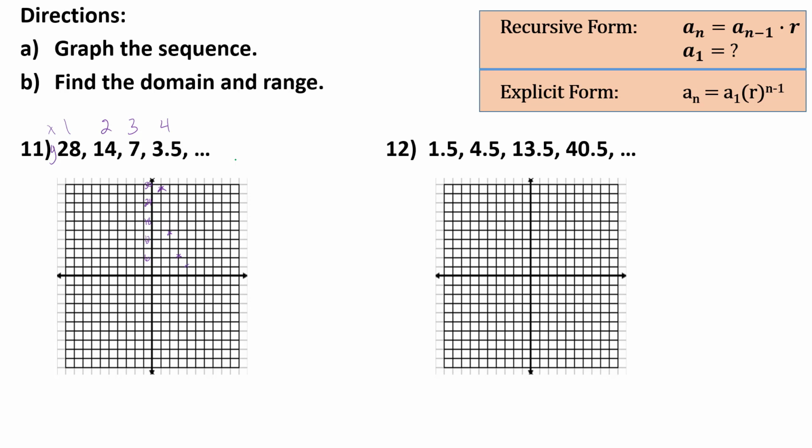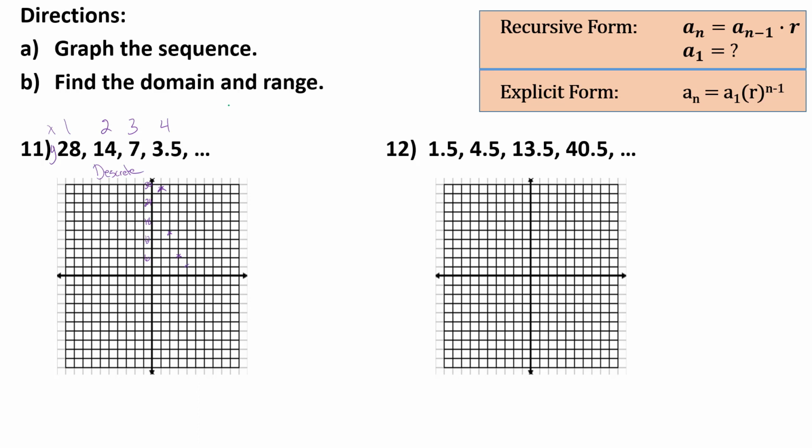Notice, I have not attached a line. I have not extended it so it goes on and on forever. This is what we consider discrete data. Discrete data is not continuous. It does not go on and on forever. Yes, the sequence can go on and on forever, but the domain is limited in that it's starting with our first term.